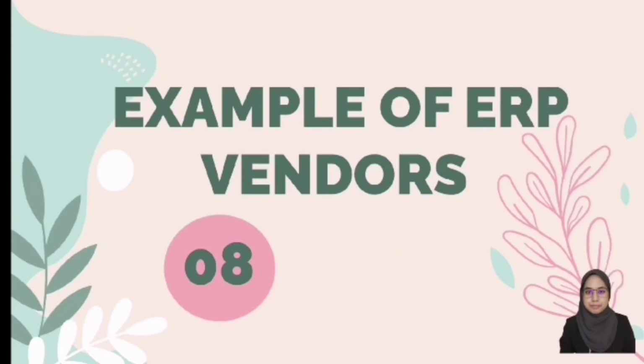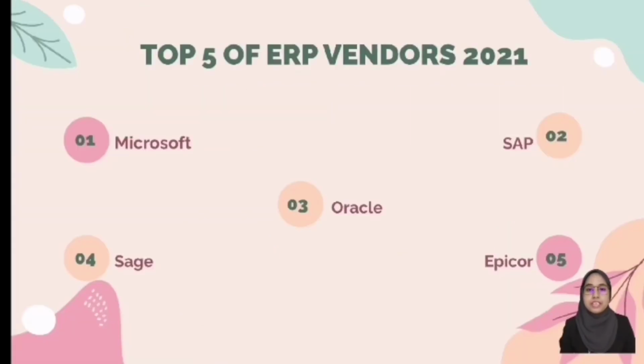Next is the example of ERP vendors. This is the top 5 enterprise resource planning vendors in 2021. The top one is Microsoft, second is SAP, third is Oracle, fourth is Sage, and the fifth place is Epicor. Next, I will pass the presentation to the next group member.